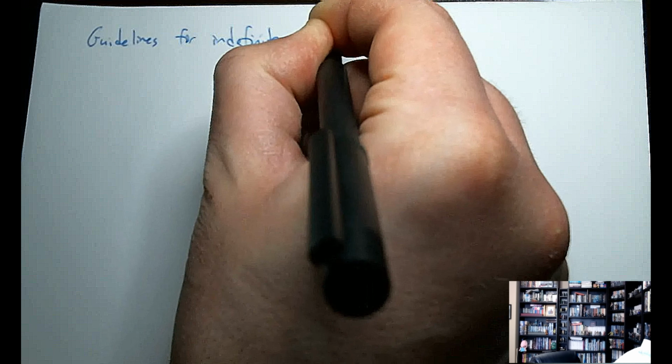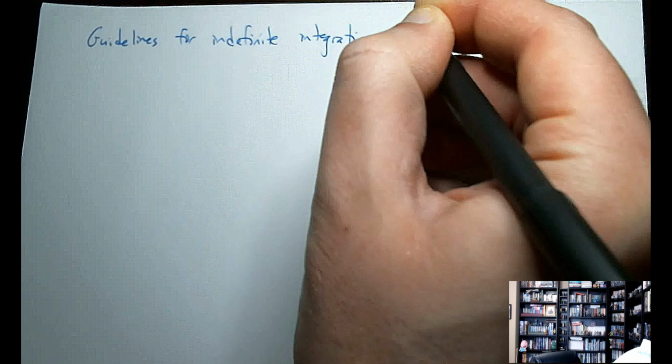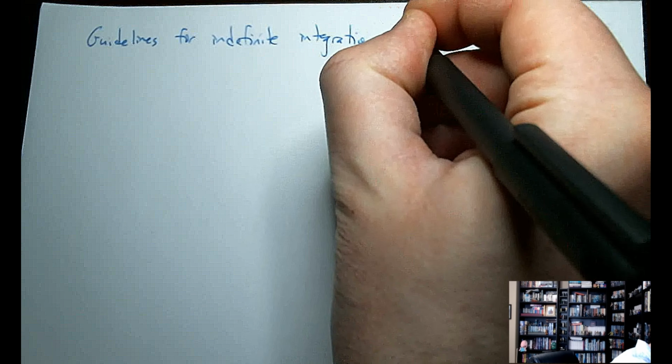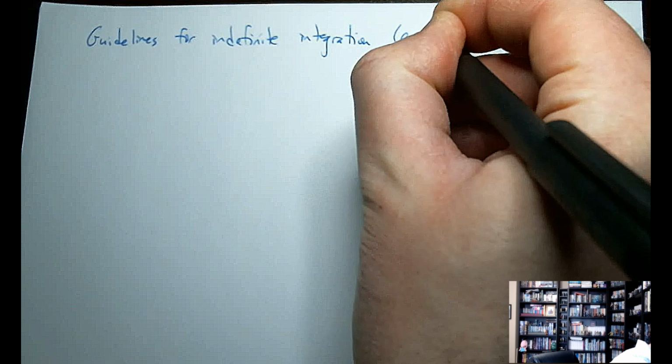But we can generate a general strategy, a set of guidelines, which, while not airtight, will certainly help, especially now that we've got a few methods under our belts. So we can call this, let's say, guidelines for indefinite integration. And because we are going to add some more techniques later on in the course when we get to Unit 3, let me be clear that this is a work in progress.